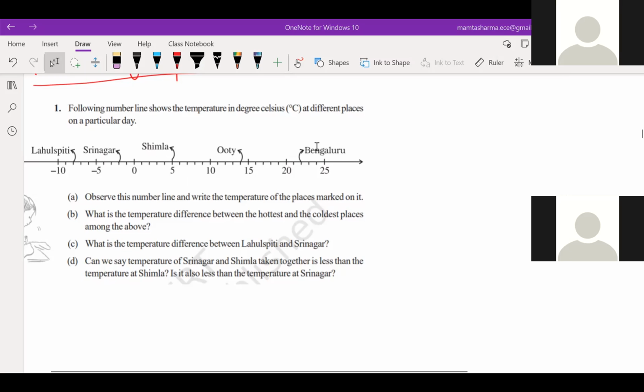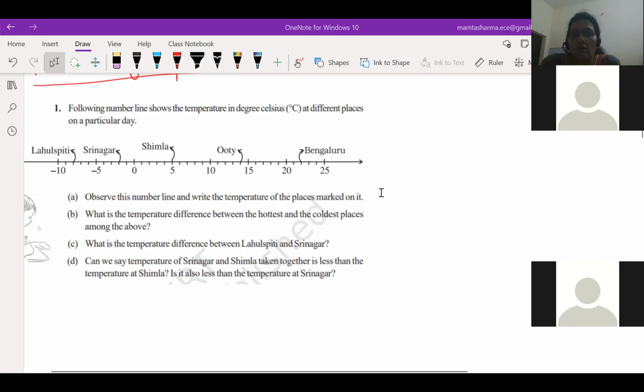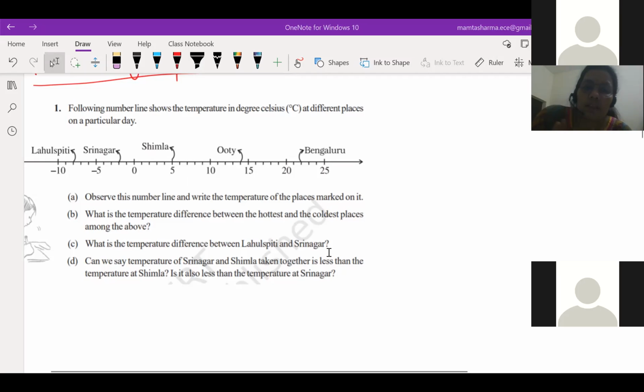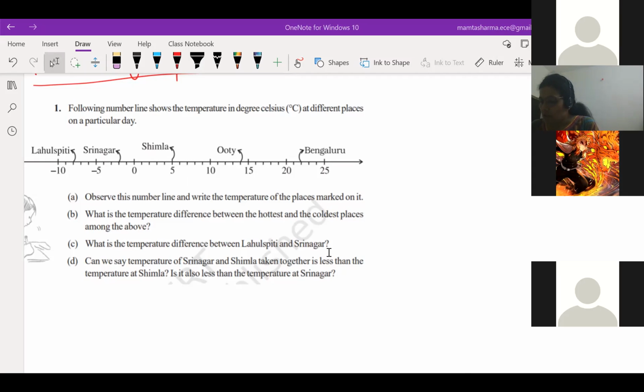Ritvik has done, Raghav has done, Harini has done. Very good. So we'll solve it again. Those who have not done, look at the screen. What is the easiest method? We will solve it by the easy method.